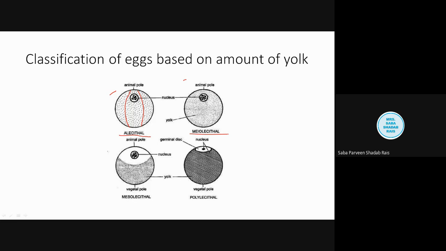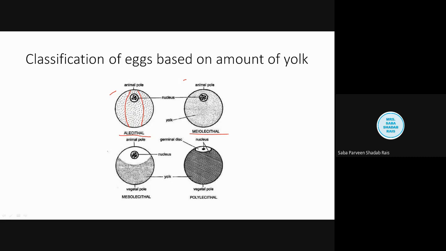Now next is the polylecithal egg. Generally oviparous animals produce the polylecithal egg. This egg will have a large quantity of yolk, and these eggs will be very heavily laden. This heavily laden yolk, or excessive quantity of yolk, will support the complete development of the embryo before hatching.